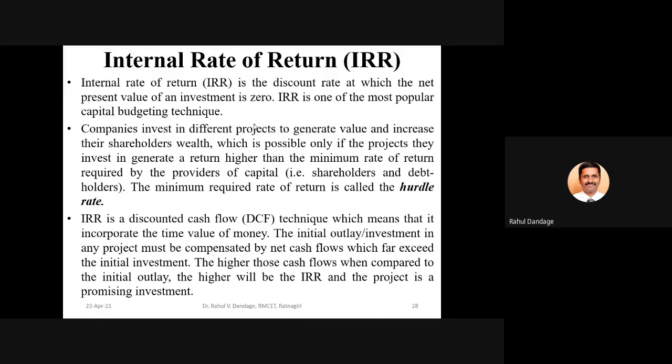we call it the internal rate of return. Companies invest in different projects to generate value and increase their stakeholder wealth, which is possible only if the projects they invest in generate a return higher than the minimum rate of return required by the providers of the capital. This required rate of return is called the hurdle rate. Every stakeholder who invests in the project will require a certain minimum rate of return, and this minimum rate of return is called the hurdle rate.